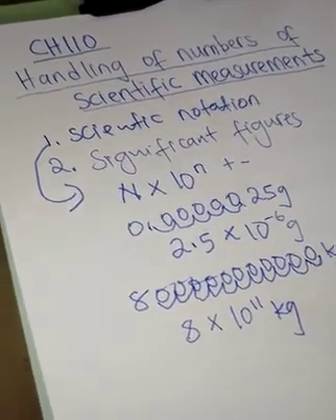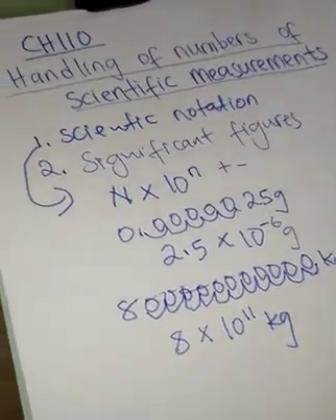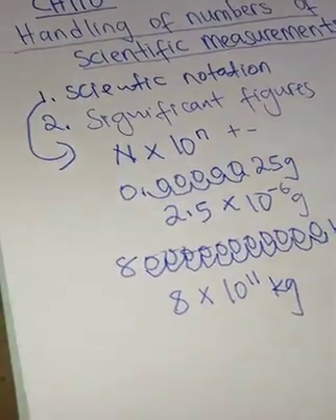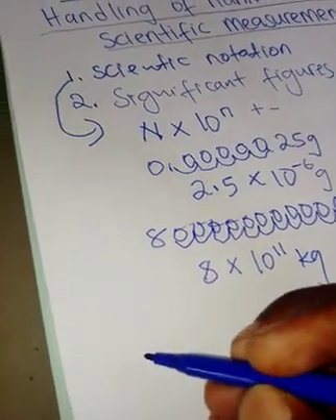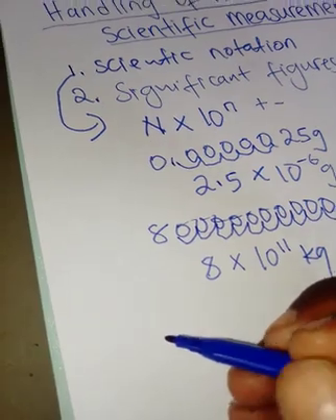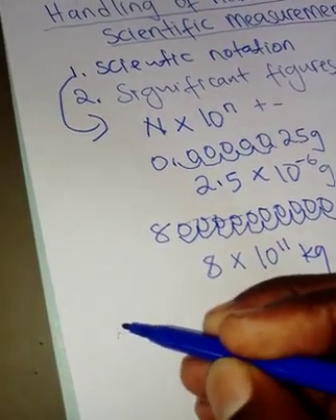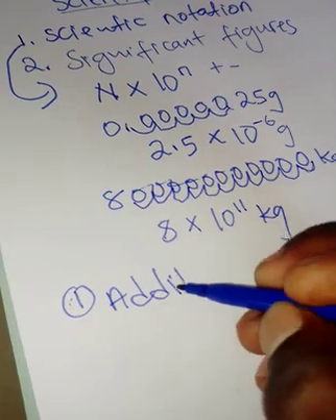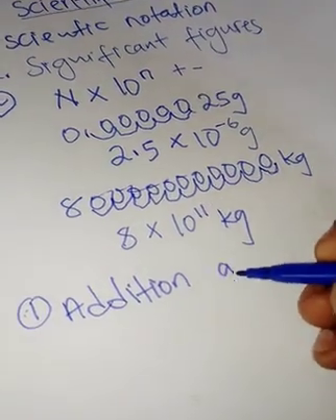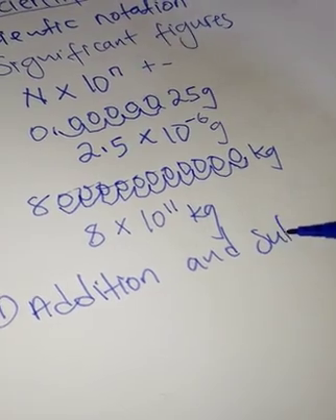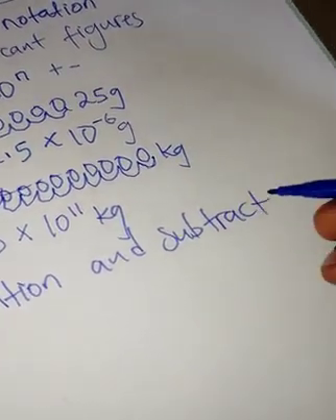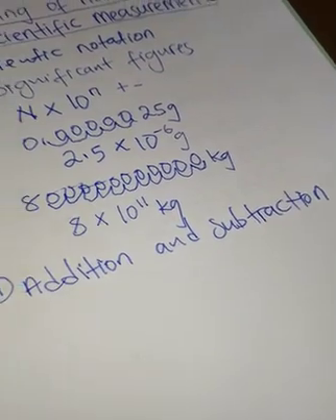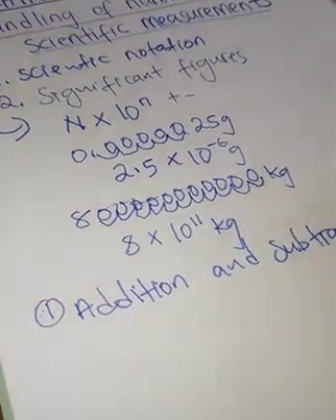Okay, now what we should know is how to do calculations. How do we perform calculations when dealing with scientific notation? And the first thing is what? Addition. Let's talk about addition and subtraction. In dealing with scientific notation, how do we add and subtract numbers which are written in scientific notation?